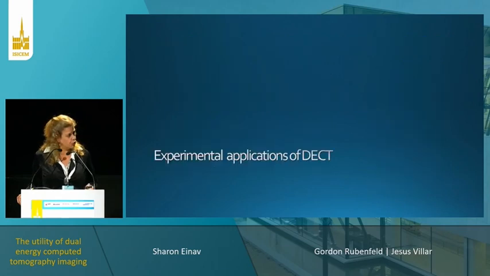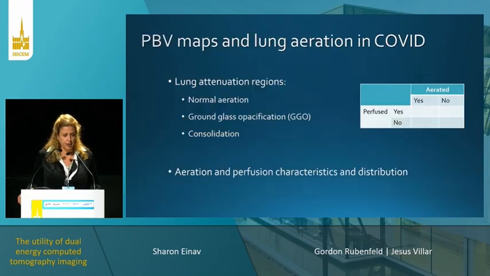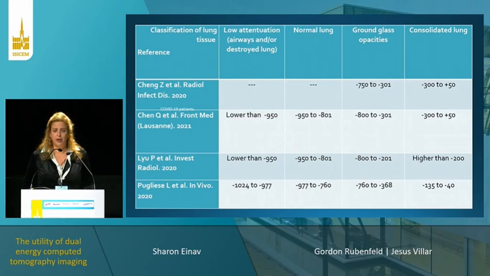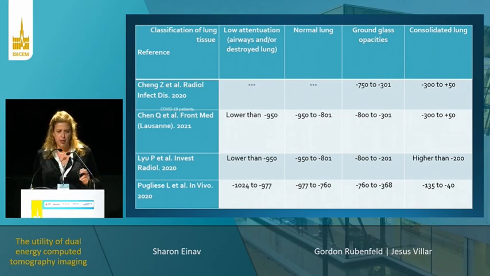Just two words about this. Returning to this COVID, what we did was we created pulmonary blood volume maps of lung aeration, and based on previous studies that determined what would be the range of Hounsfield units for ground glass opacities, consolidated lung and normal lung, we then divided the lung into several areas and looked at aeration and blood flow.